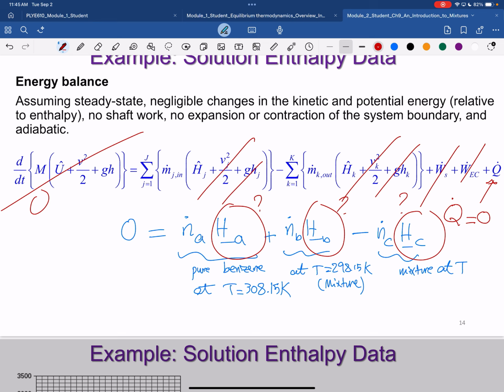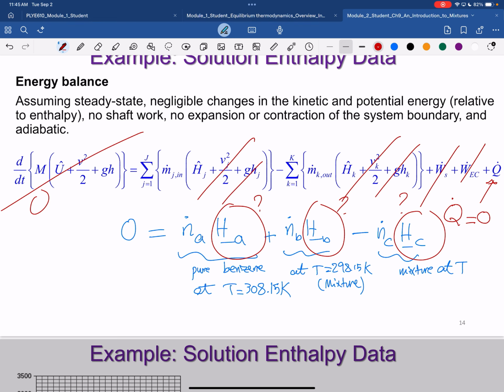HA is 0. Why is that? HB is 0. Okay, so that's good. So HB is basically the mixture enthalpy. Don't write it as 0. Let's talk about that. It's a mixture enthalpy at 298.